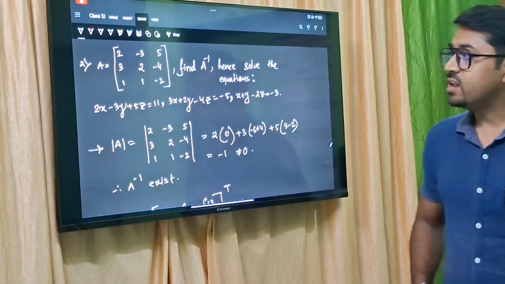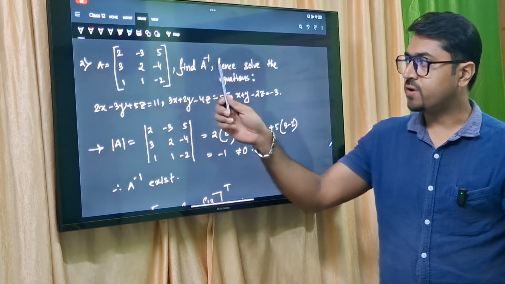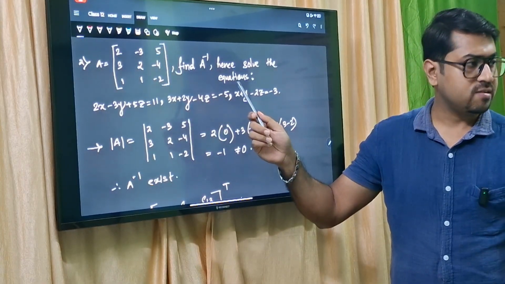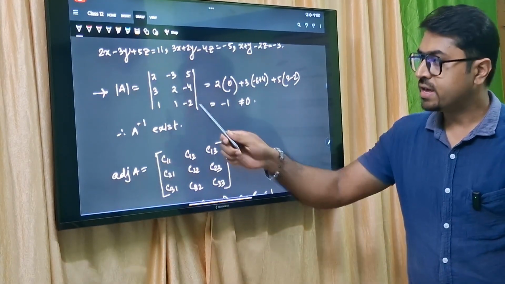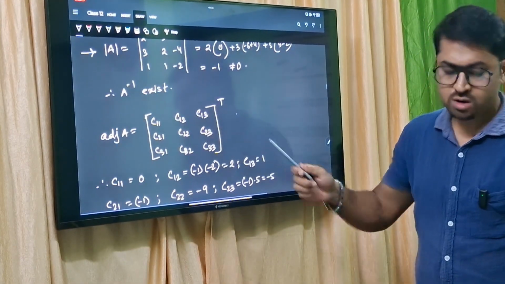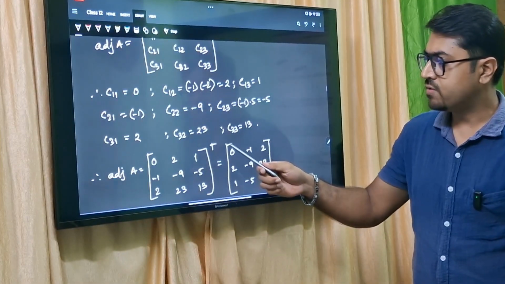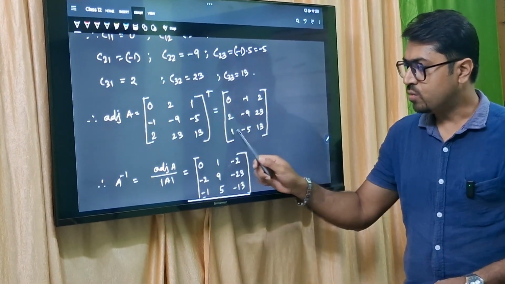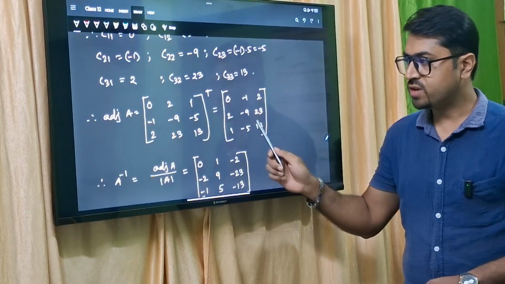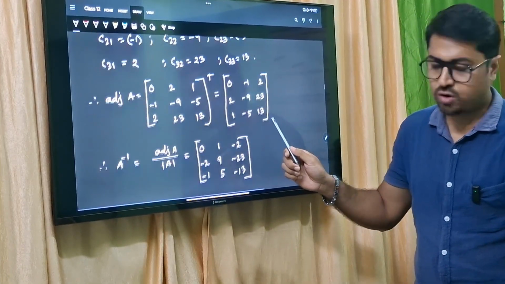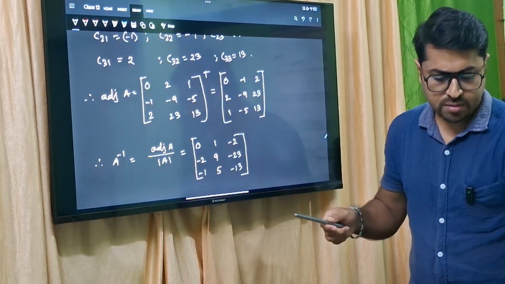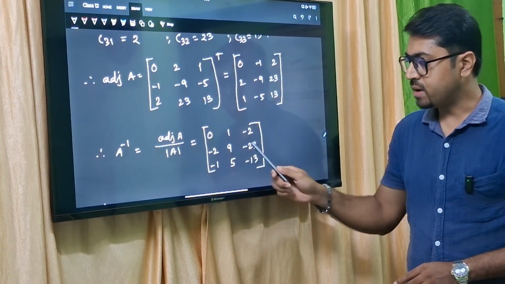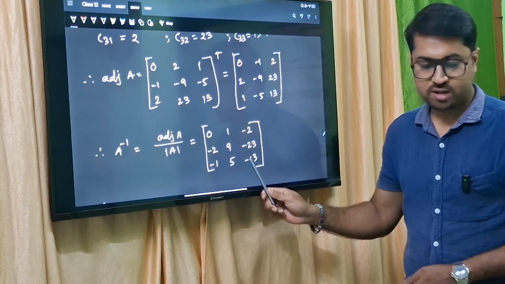So find A inverse, it said A equal to this, and find A inverse, hence solve the equations. So you have got A inverse. The process of finding A inverse: determinant of A is -1, adjoint of A I have got that 0 -1 2, 2 -9 23, 1 -5 13, that is adjoint of A, and then A inverse I have got by adjoint of A by determinant of A, that is 0 1 -2, minus 2 9, minus 23, minus 1 5, minus 13.